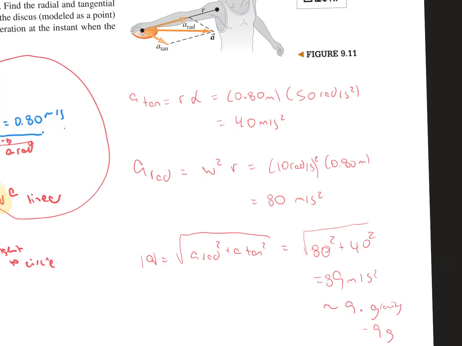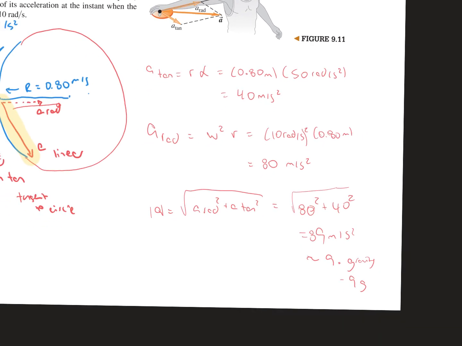Now to find the tangential acceleration, we just multiply the radius by the angular acceleration. In this case, it's going to be 0.80 meters times the 50 radians per second squared. So for the tangential acceleration, we get 40 meters per second squared. For the radial acceleration, we use omega squared times the radius, which is 10 squared times 0.80 meters, and that is 80 meters per second squared.